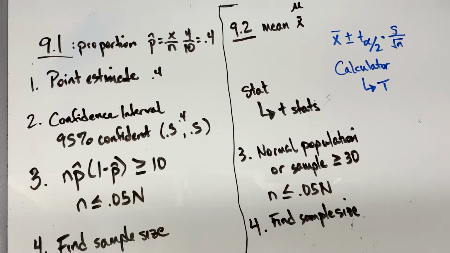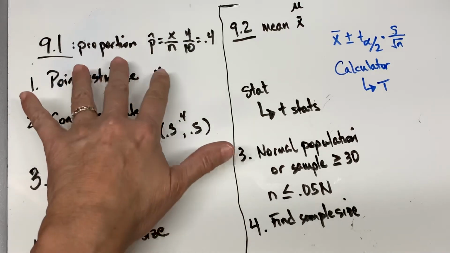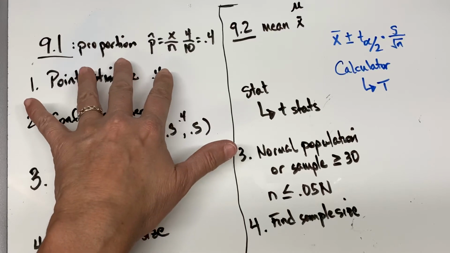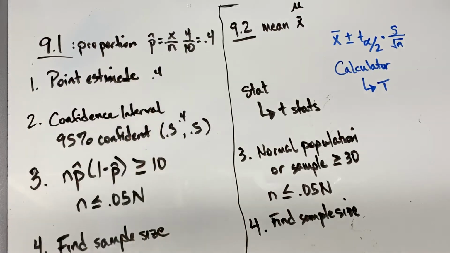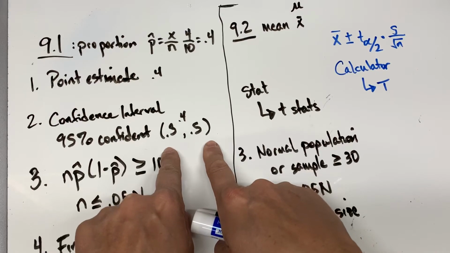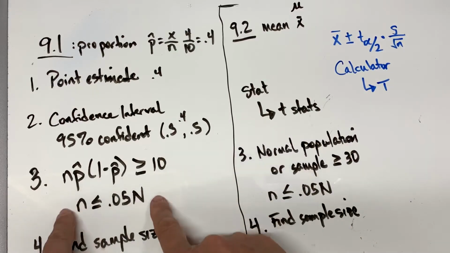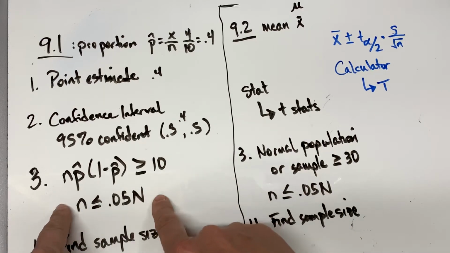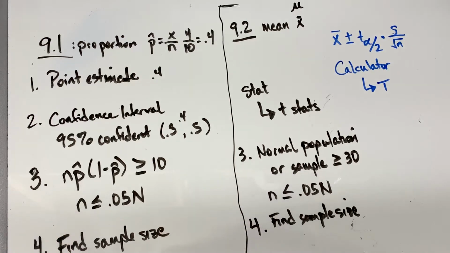All right, so 9.1 is proportions, the p hat, right? We're finding a point estimate so that we can say, oh, this is what we think that the proportion is for the population. How confident am I? I'm going to make a confidence interval, right, using my StatCrunch. I have to make sure these are satisfied before I can do it. And then in the questions towards the end of the homework, they ask us to find the sample size.